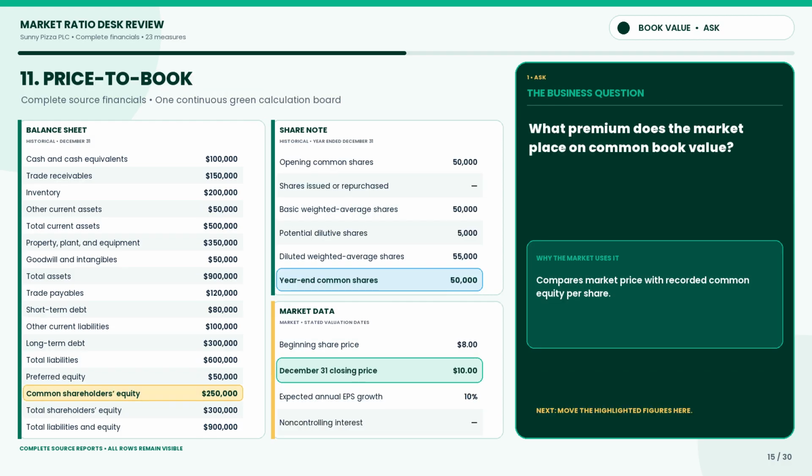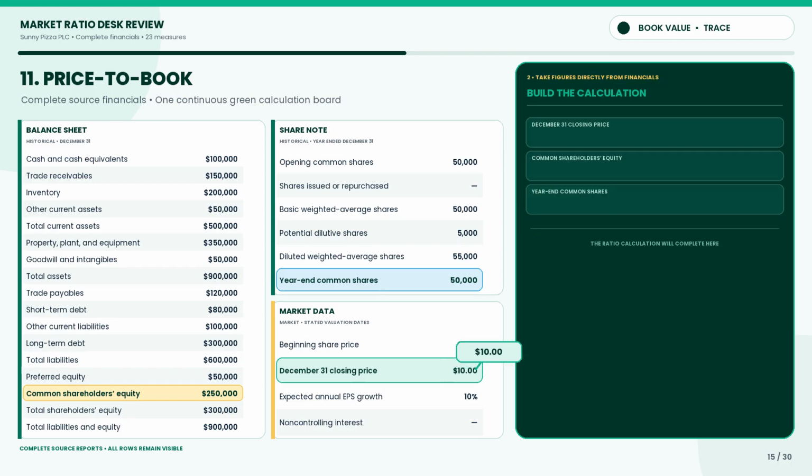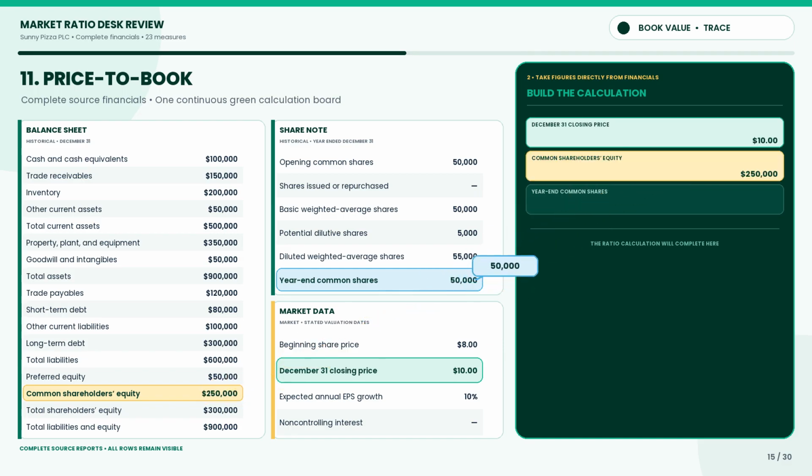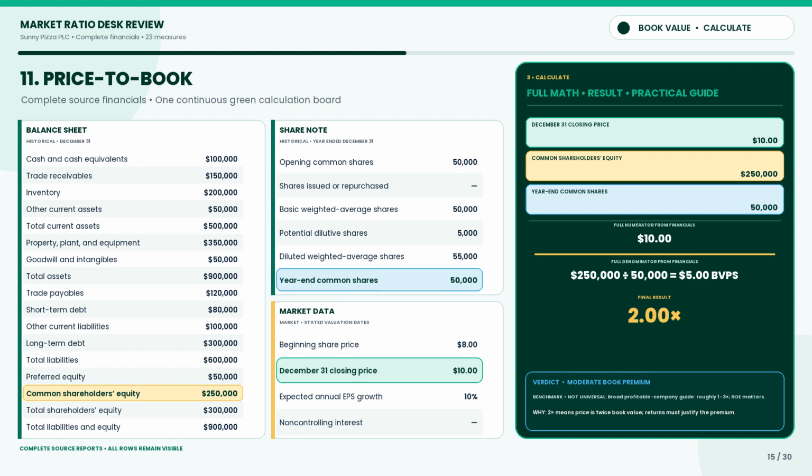What premium does the market place on common book value? Compares market price with recorded common equity per share. Divide the $10 market price by $5 book value per share. Price to book is 2 times. Price to book of 2 means the market pays $2 for each dollar of recorded common equity.